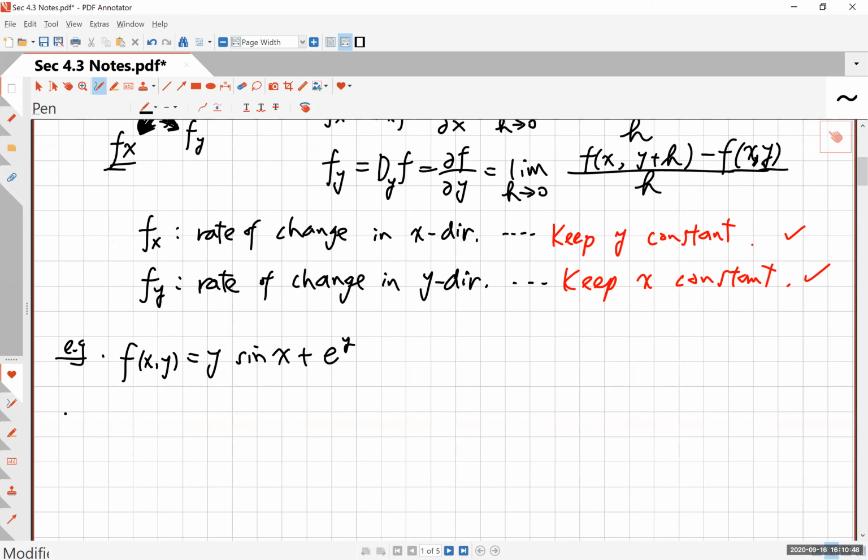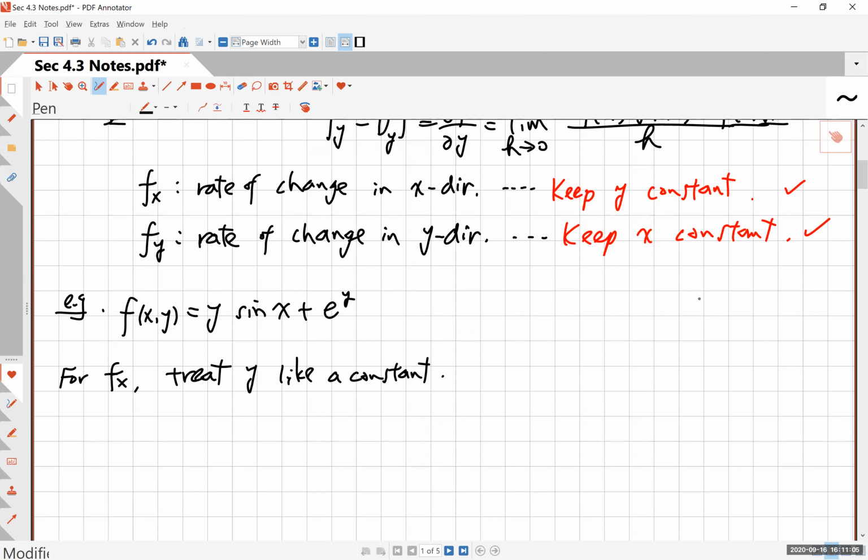So for f_x, pretend, treat y like a constant. Pick your favorite constant, 3 or 17 or 51 or whatever. Treat y like a constant. So here is the answer. f_x, which is your partial of f with respect to x. You can use any of these notations. So if y is a constant, like 5, this will be 5 sine of x. Oh, sorry, we have to take the derivative with respect to x. So sine of x becomes cosine of x.